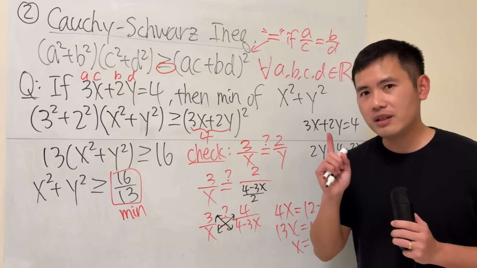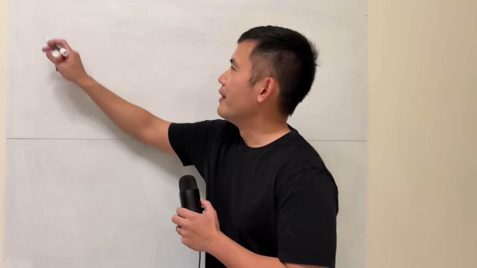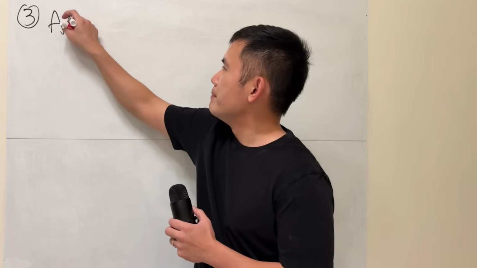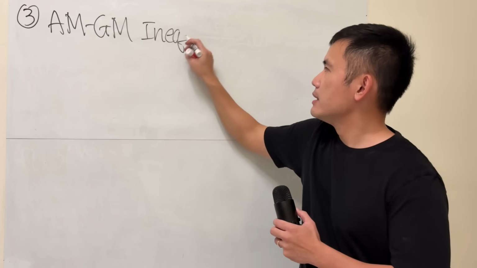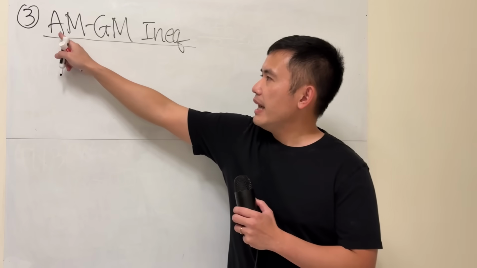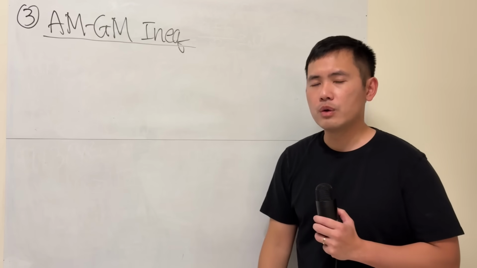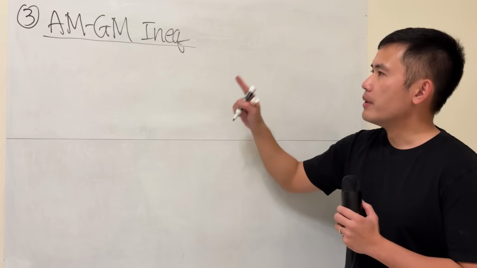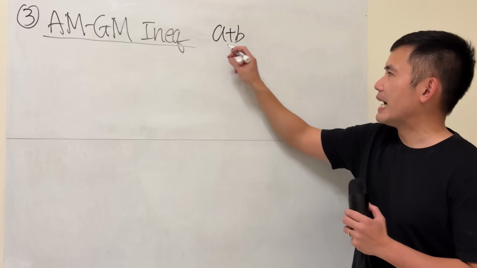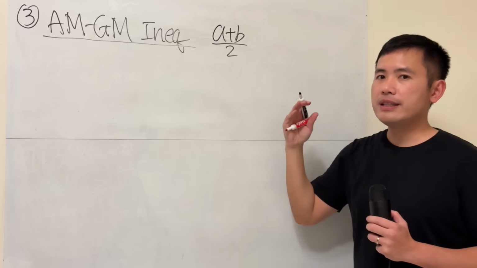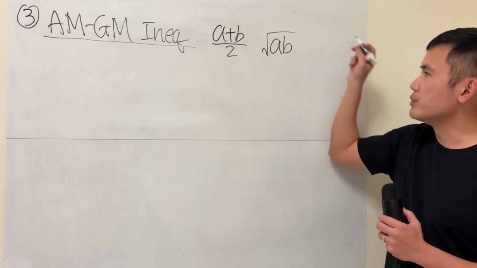Now, there's one more inequality that you should definitely keep in mind. And that's this one right here. Number 3, we have the AM-GM inequality. The A stands for arithmetic, G stands for geometric, the M stands for mean, which is just like the average. So let's say we have two numbers. To find the arithmetic mean, we just add them and divide it by 2. And to find the geometric mean of two numbers, we multiply them and then take the square root.